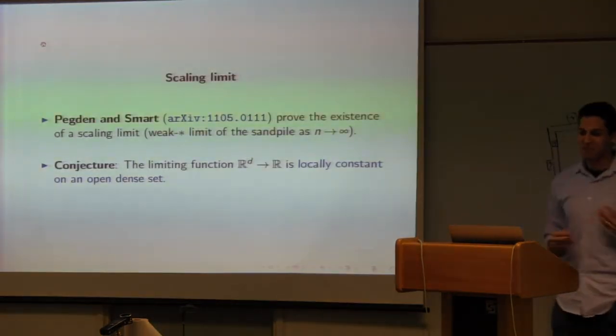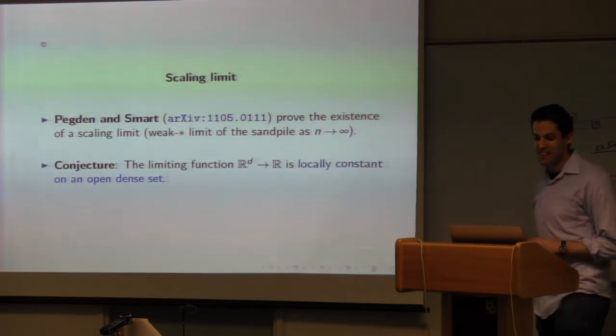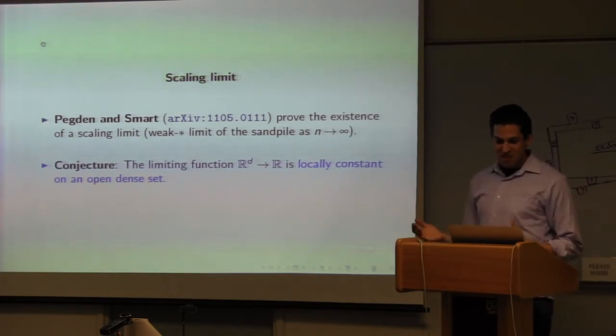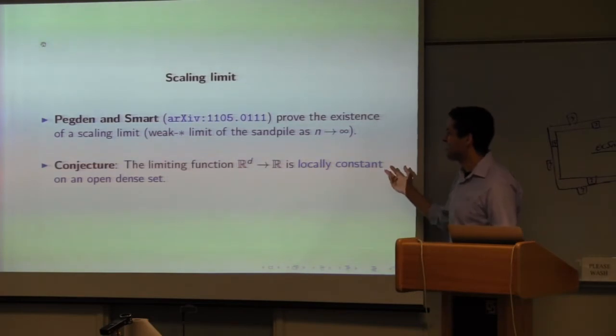So Pegden and Smart have proved a form of existence of scaling limit of this picture, and we conjecture that this limit has a very interesting property. It's locally constant on an open dense set.